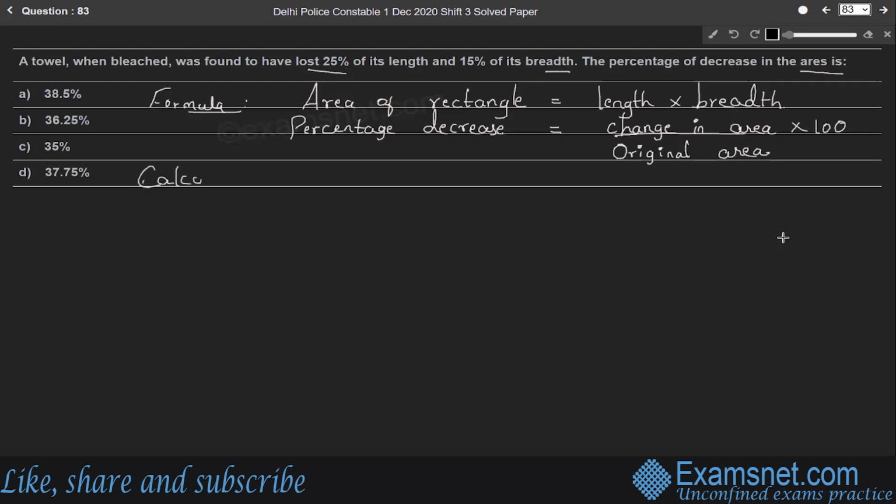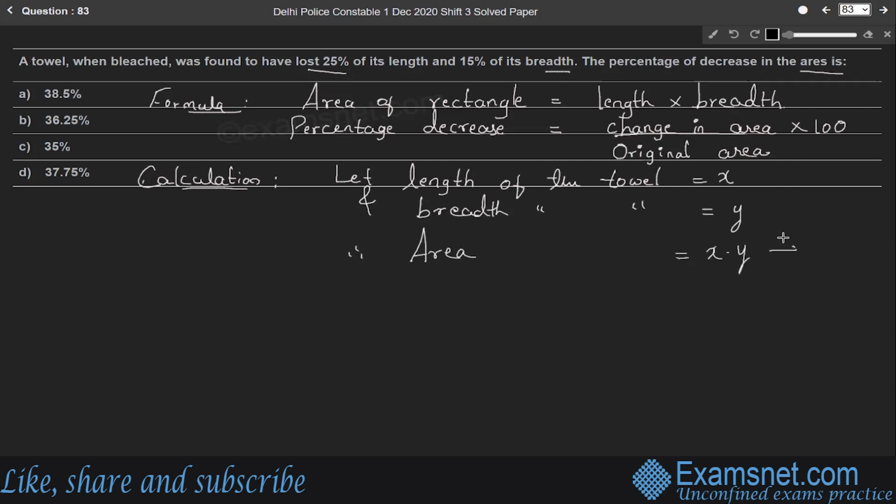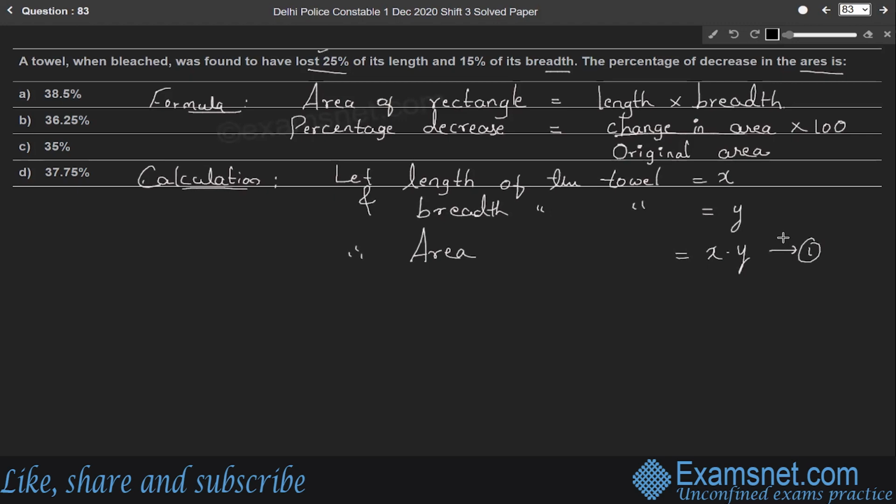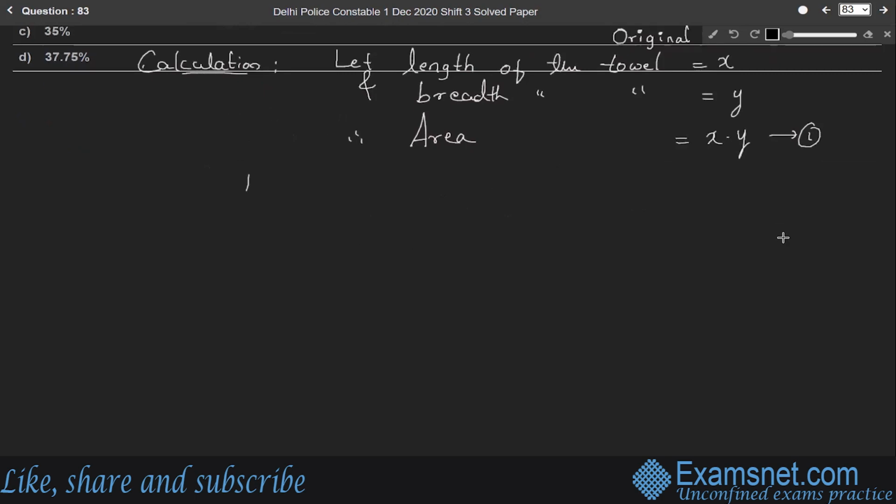So come to the calculation part. Calculation, right? So let x be the length and y be the breadth of the towel, right? Let length of the towel be x and breadth of the towel be y, right? Therefore, area is equal to x into y, length into breadth, right? So according to the question, decrease in length is 25%.